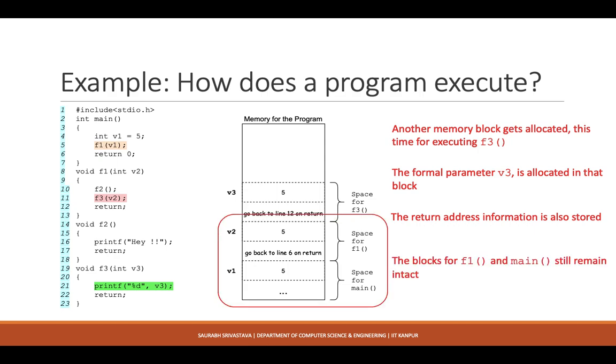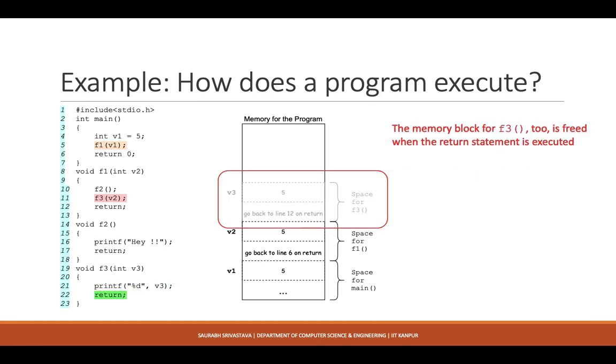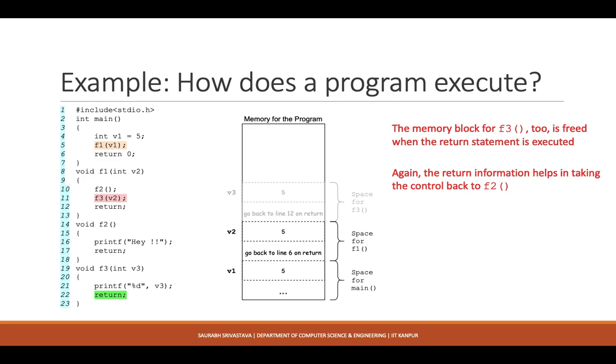And again, the blocks for F1 and main are basically unchanged. Whatever was their state before this call, they remain exactly the same. Now again, there's just one printf statement there, so that printf statement executes, and then we can go back to F1 using the same return information that we had.